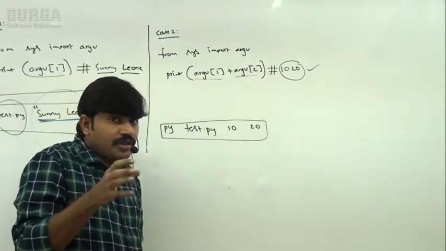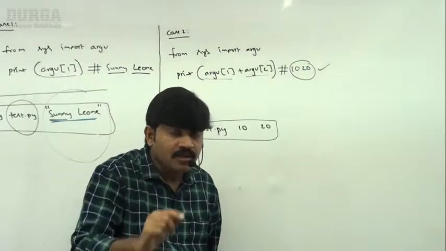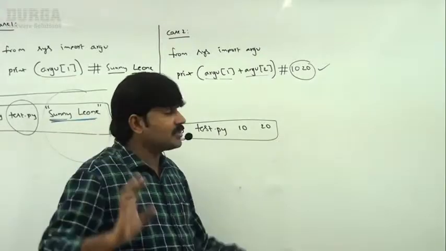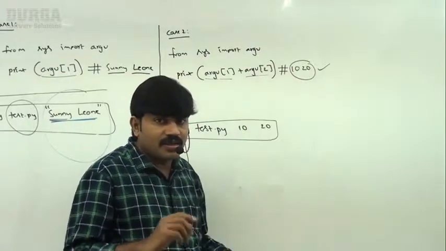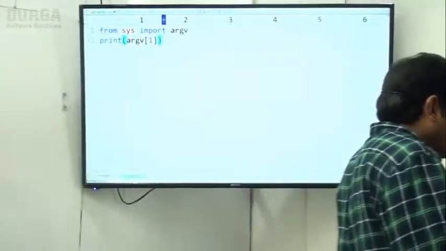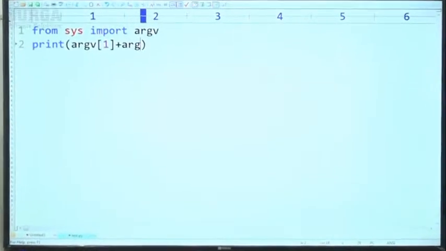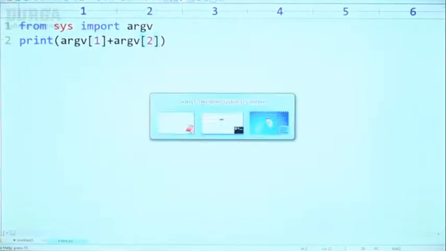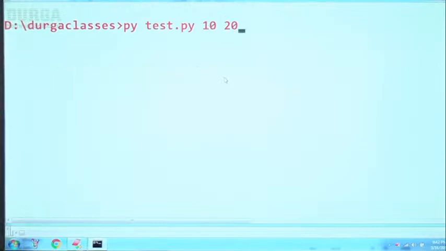Remember, inside a Python program, command line arguments are always available in string form only. That's why the plus operator always considers concatenation, but not arithmetic addition. Sir, where is the proof? Have a look once. I'm taking from sys import argv, print argv[1] plus argv[2]. Now I'm running py test.py 10 20. The answer we are going to get is 1020.